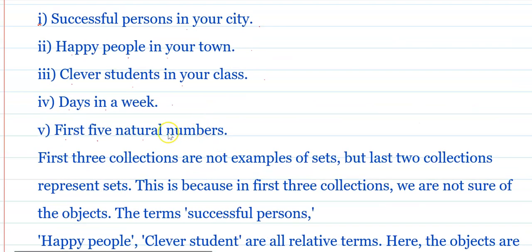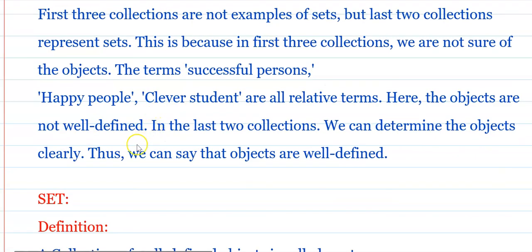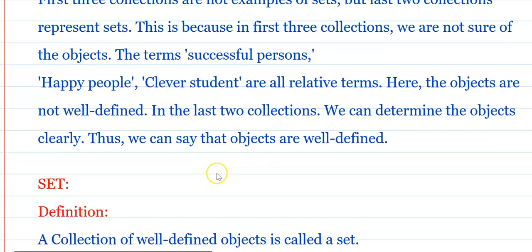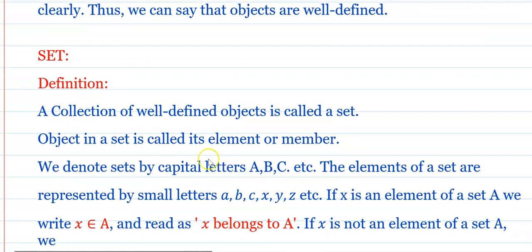What about the last 2? That is, the days in a week. They are definite. First 5 natural numbers: 1, 2, 3, 4, 5, and we know the days in a week. Therefore we say that the objects are well defined. Now the definition of set. A collection of well defined objects is called a set.